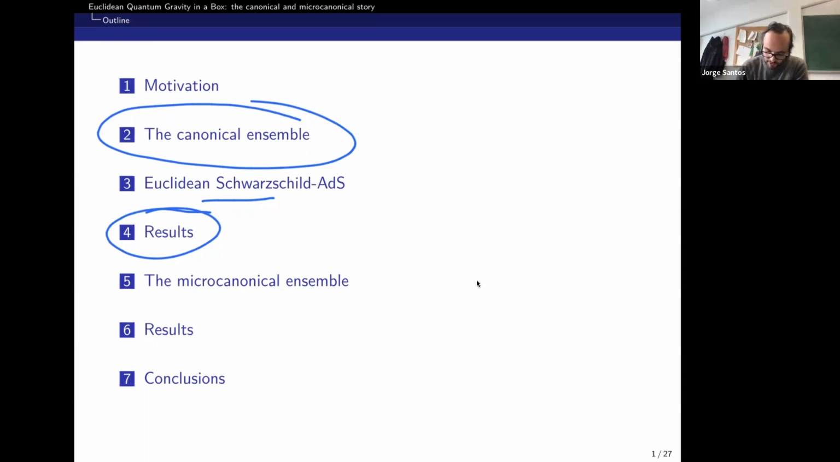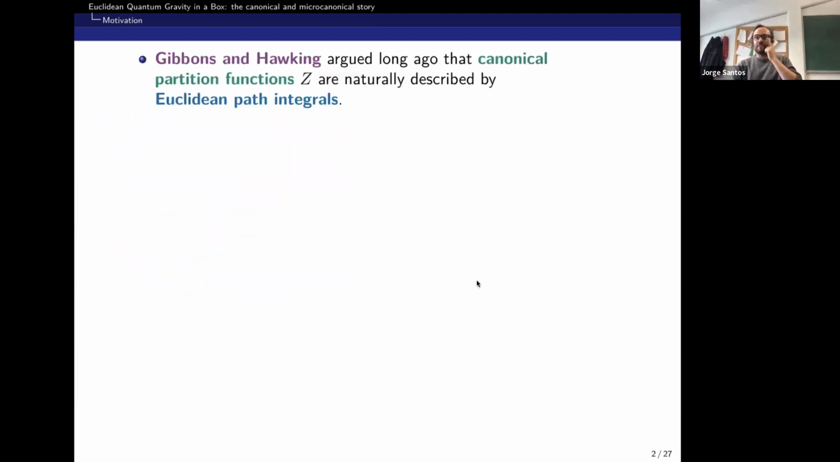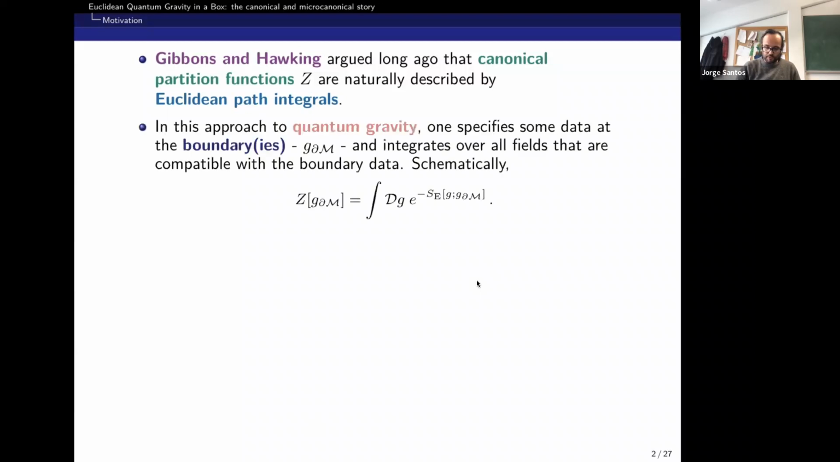All right. So it has long been known, since the work in the 70s of people here in my department, Gary and Stephen, that canonical partition functions, so let's call this Z, that are functions of the temperature, are naturally described by Euclidean path integrals. Okay, so these are always gravitational partition functions, if you want.